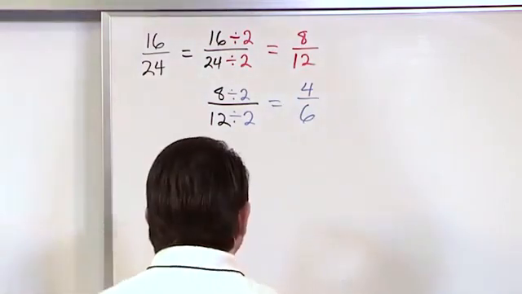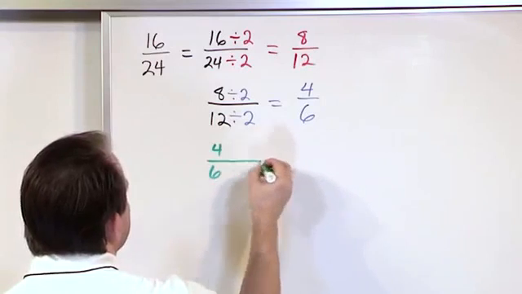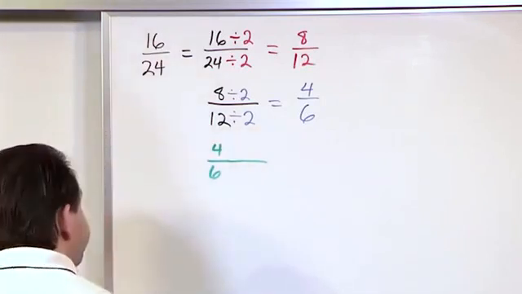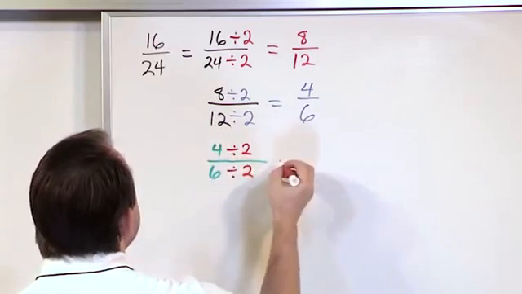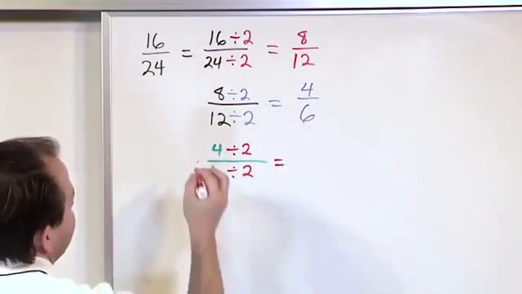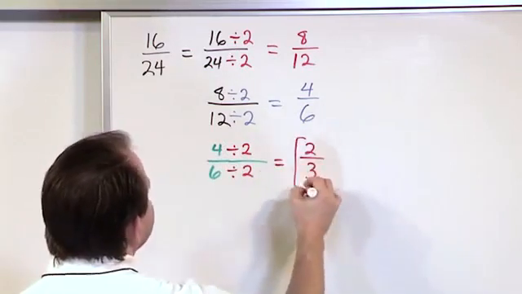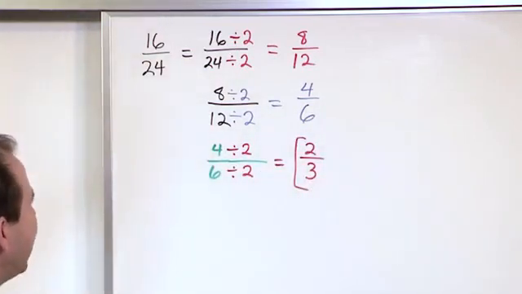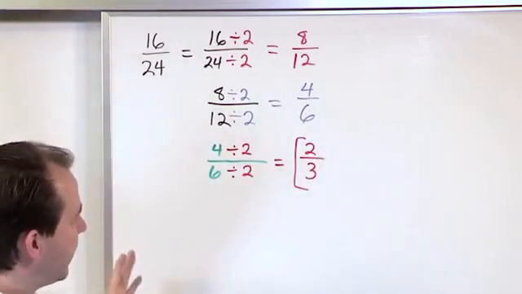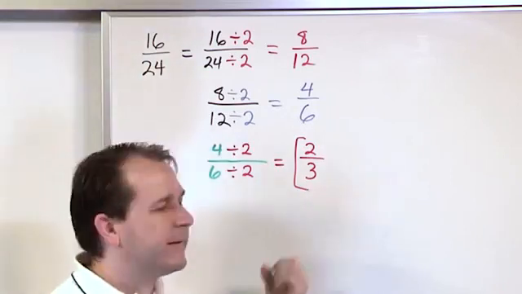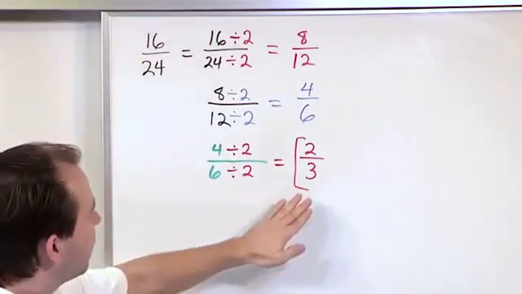So let's do 4/6. I want to divide the top by 2 and the bottom by 2. And what would I get? 4 divided by 2 is 2. 6 divided by 2 is 3. Now this is the final answer because I can't divide anything in this fraction anymore by something to make it simpler. The only thing I can divide by is the number 1, and that doesn't make it any simpler. So the answer is 2/3.